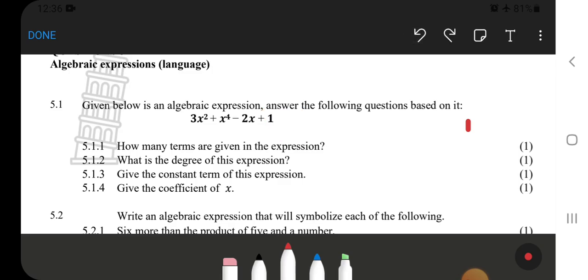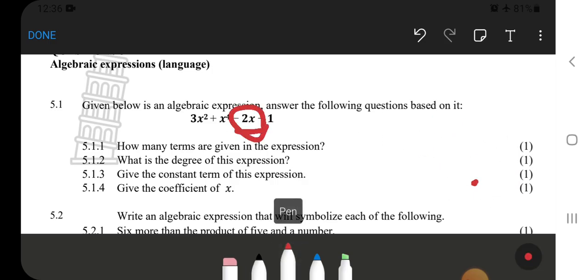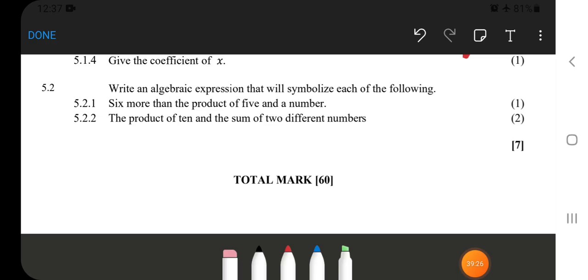So give the coefficient of x, not x squared or x to the power 4. They just say x. The coefficient of x, the coefficient is this. So it is 2. 2 is the coefficient of x. All right, we are done there.